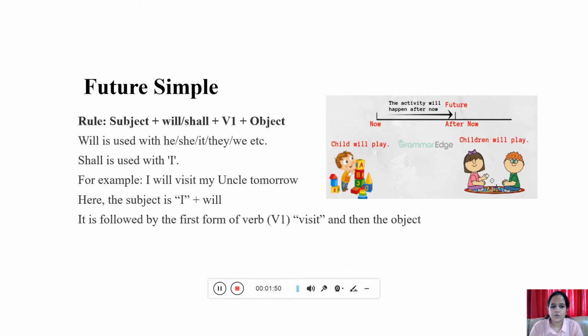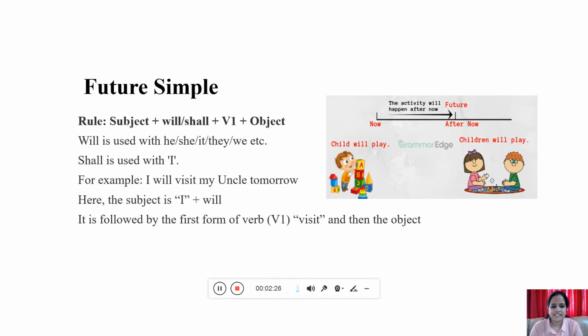Now let us see the rules, how it applies for future simple. These are the activities that will happen after now. That means somewhere in the future. There are two helping verbs that help us form future simple sentences, that are shall and will. These talk about actions and happenings that are to happen in the future. With I and we, we use shall. Always remember, when we use the word I and we, we use shall. For you, she, he, it, we use will.